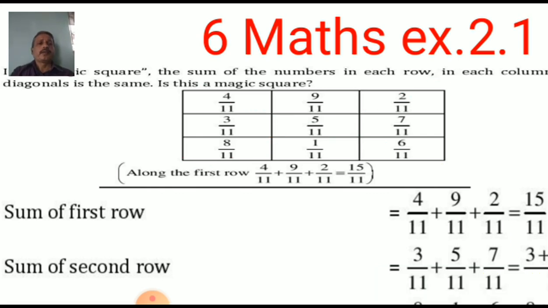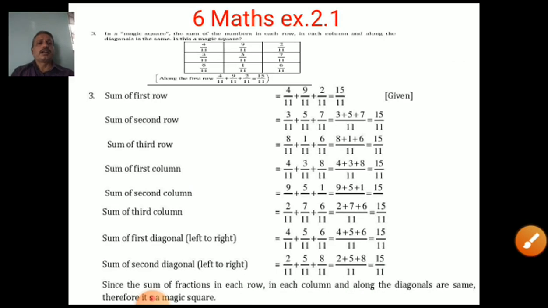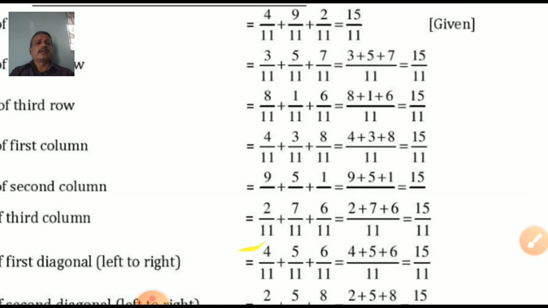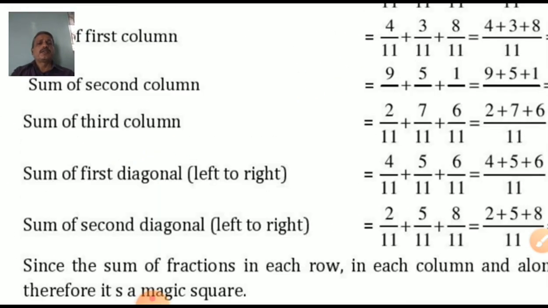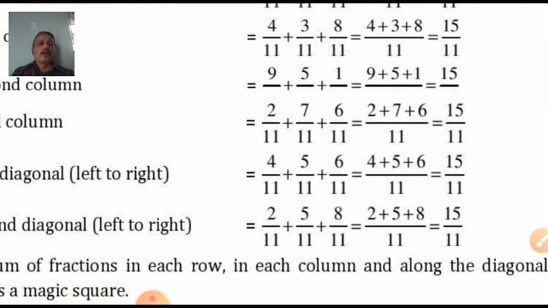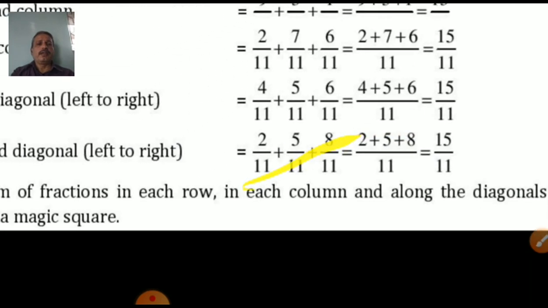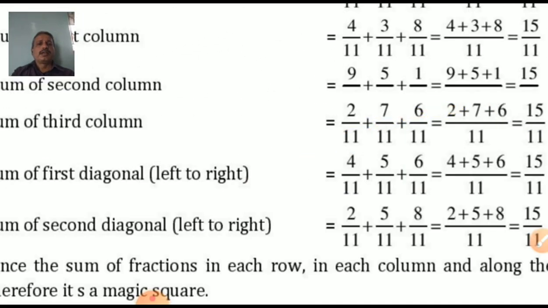Okay, good. Now check the answer. Are all having the same answer or not? Yes, 15 upon 11, 15 upon 11. Since the sum of fractions in each row, each column and along the diagonals are the same, therefore this square is a magic square.